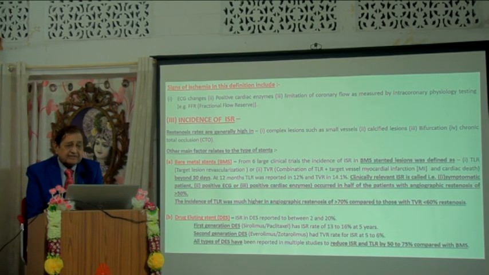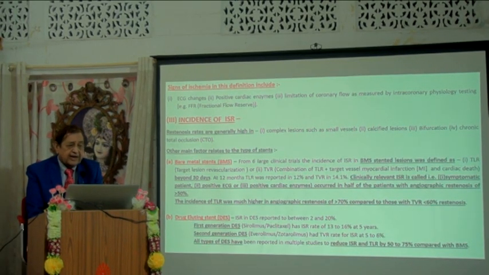Now, what is the incidence of ISR? Restenosis rates are generally high in complex lesions such as small vessels. Second, calcified lesions. Third, bifurcation lesions. Fourth, chronic total occlusion, CTO. Other main factors are related to the type of stents. Now we will discuss this.